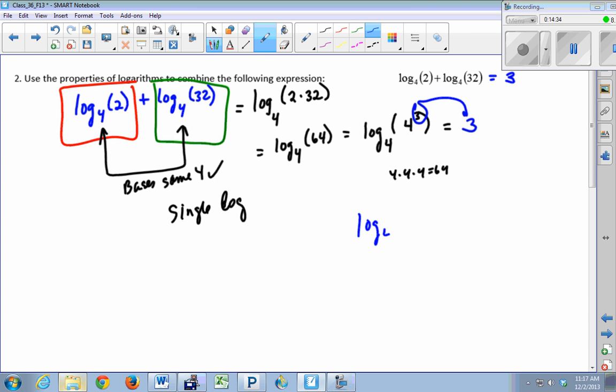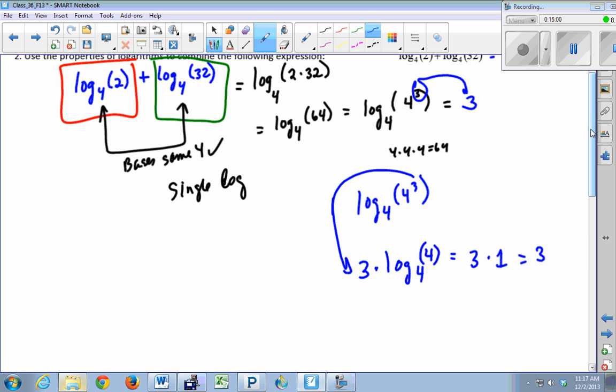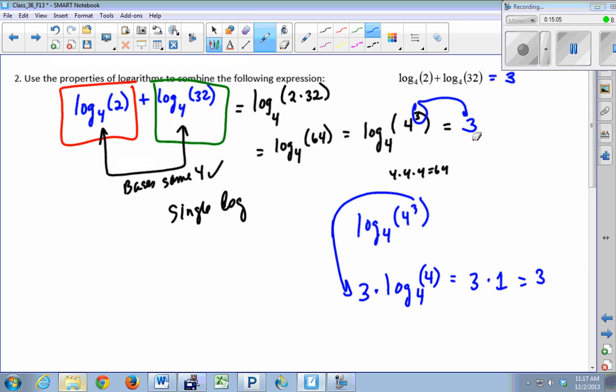If you wanted to do this a second way, you could use the third property we discussed today. You have a power to a power here, so have the 3 come down in front. 3 comes down in front, and it multiplies the log that's left. 3 times log base 4 of 4. Log base 4 of 4 is 1. 3 times 1 is 3. A couple of different ways you can do this problem. Any questions on that? How I got 3?